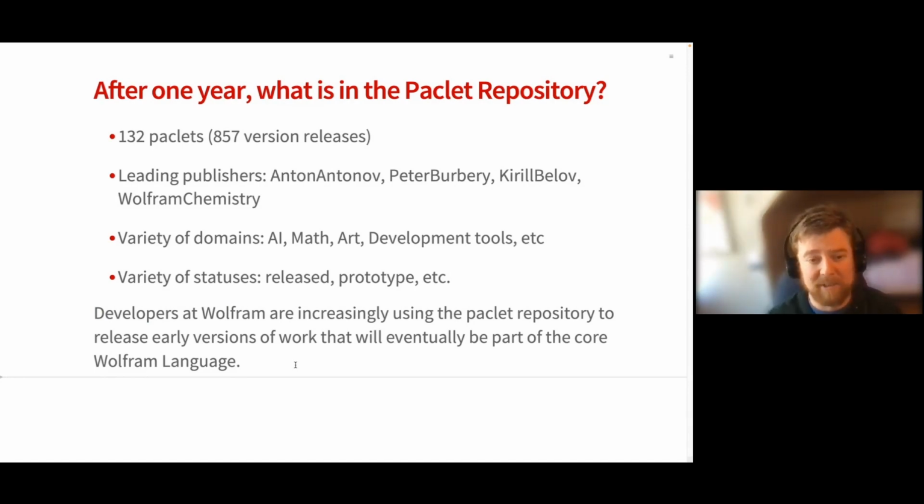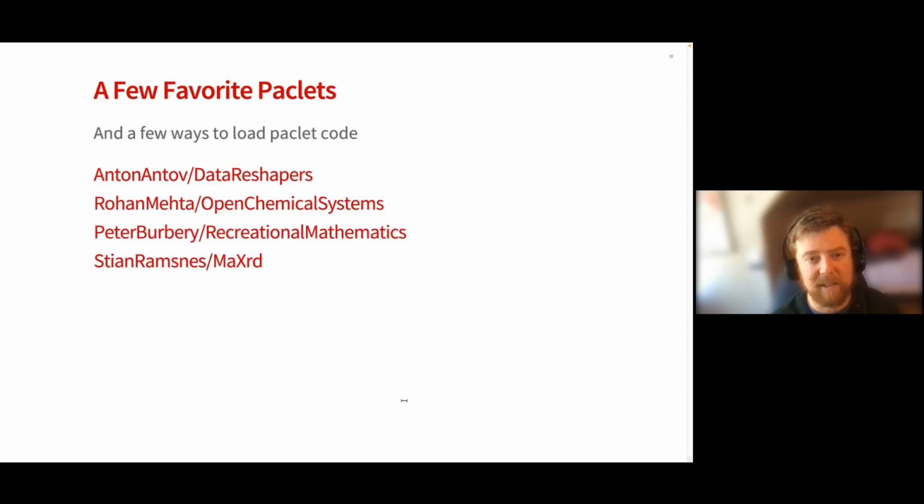Like the chemistry team that I mentioned earlier is doing this a lot. And this is really useful for everybody because external people can see their work maybe a year before they would have otherwise. And the developers can get feedback on their ideas and try things out with a wider audience than they would have normally. So it works as a collaborative environment. And sometimes the things that you see early in the Paclet repository will show up in the released Wolfram Language, in a Mathematica build, a few months later, which is a fun way to see it.